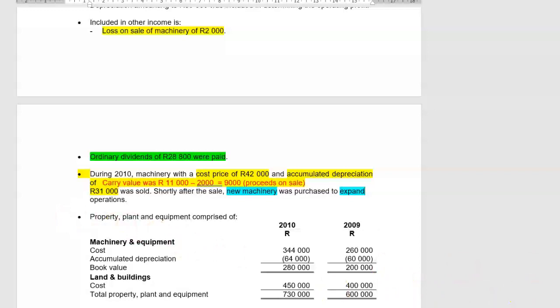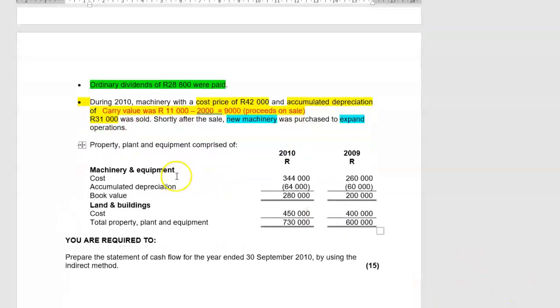Then they give us property, plant and equipment. They give us the breakdown of cost, accumulated depreciation of machinery and equipment, and the book value for both years. Land and buildings, you can see there is an increase of 50,000. Nowhere have I seen anything about revaluation surplus, so therefore we have purchased land to the value of 50,000 Rand. Also, I cannot see any accumulated depreciation on land, so therefore it's probably the depreciation policy not to write off any depreciation on land.